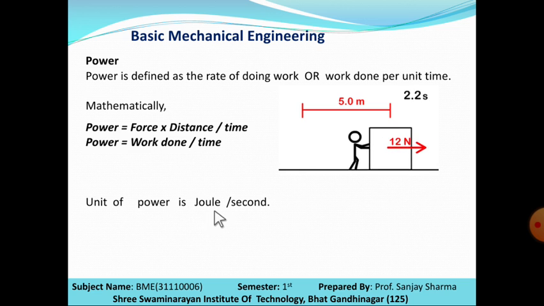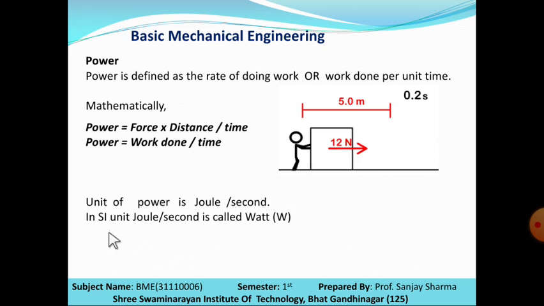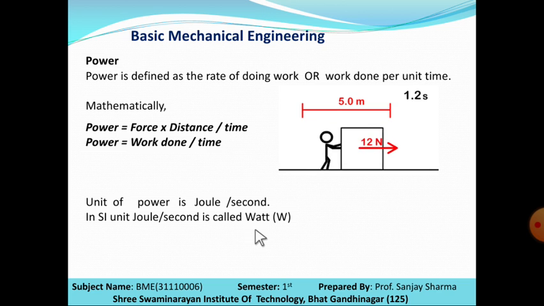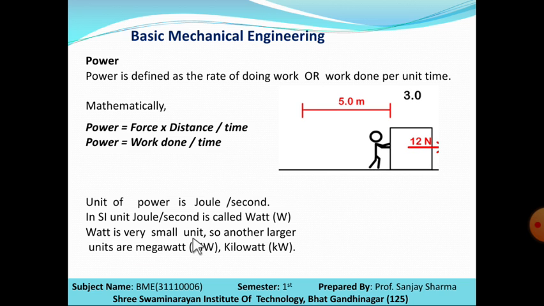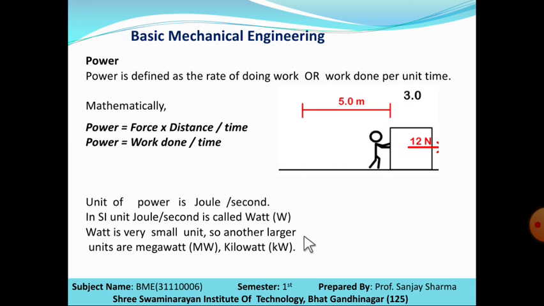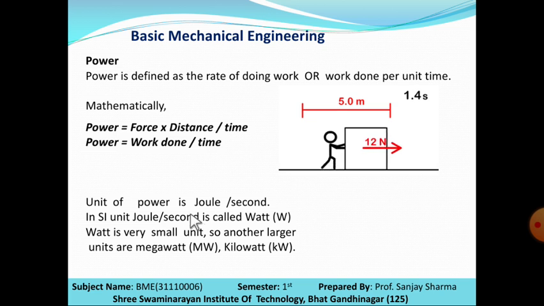The unit of power is joule per second. In SI units, joule per second is also called watt. Watt is again a unit of energy or power, you can say. Watt is a very small unit, so other larger units are megawatt or kilowatt. At our home, whatever electricity comes, that we also calculate in kilowatt. So it is termed another unit of power.